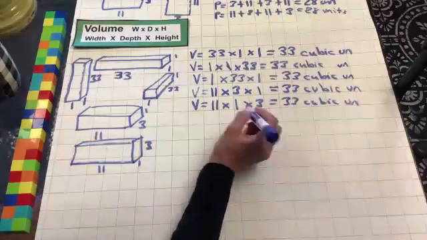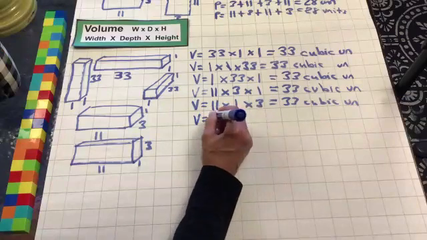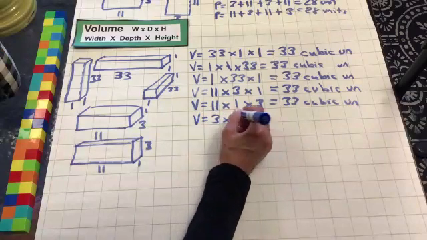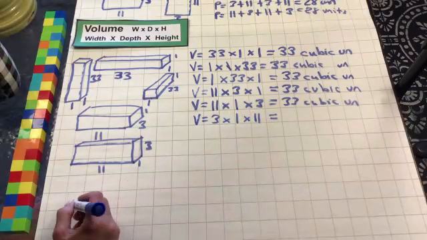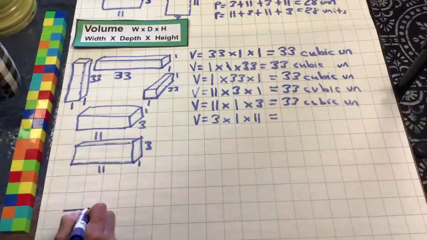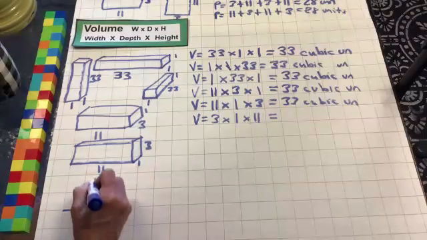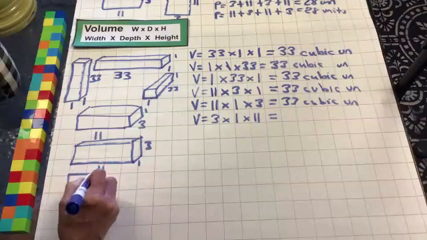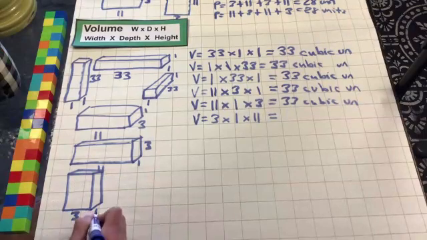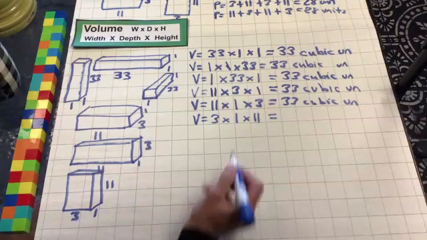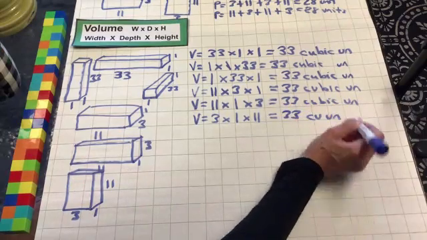All right, let's try another one. So we're just rearranging these 3 numbers. So let's put 3 in the beginning times 1 times 11 and see how that works. So this would be 3 across by 1 deep by 11 tall. So that's what this is going to look like. And remember, we're just drawing objects the best we can. 3 by 1 by 11. So that's this one, 33 cubic units.